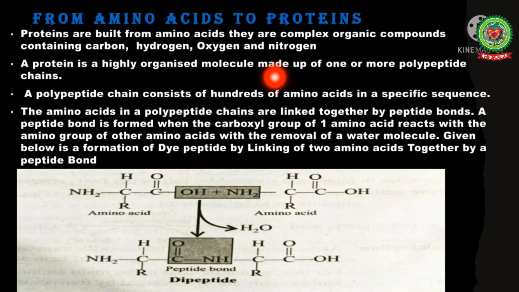The amino acids in a polypeptide chain are linked by peptide bonds. A peptide bond is formed when the carboxyl group of one amino acid reacts with the amino group of another amino acid with the removal of one molecule of water. Given below is the formation of a peptide by linking two amino acids together by a peptide bond.